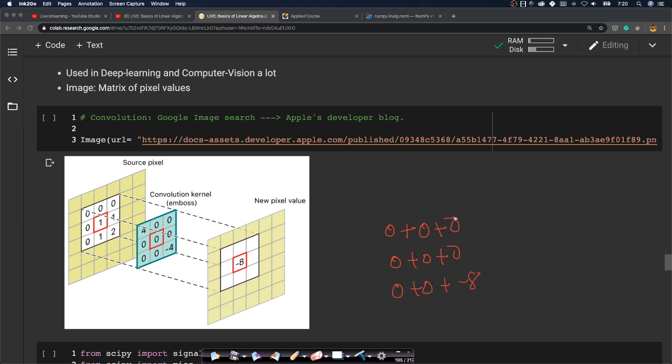Right? So now I add up all these. Add up all this, so plus this, plus this. What does it return? It returns minus 8. This minus 8 is present here. This is how I generate one pixel value in the output.